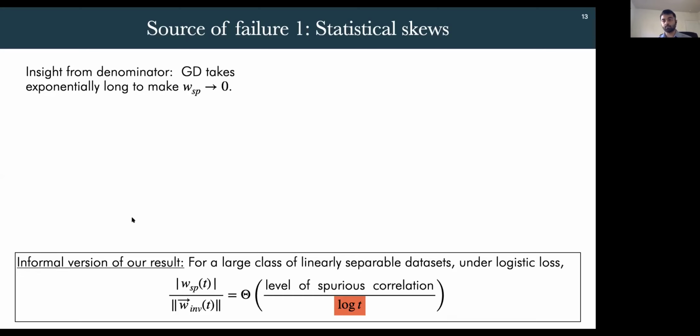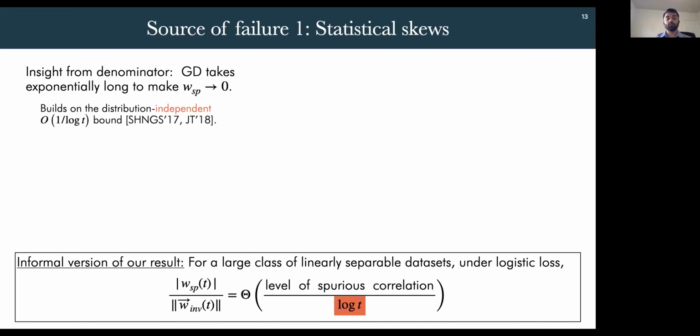It's worth noting that this result builds on an existing convergence rate, which was given to be 1 over log t, but that was a rate that was independent of the distribution. It was in some sense a worst case rate. And it doesn't tell me how the spurious component of the classifier evolves as a function of the level of spurious correlation in the data set.